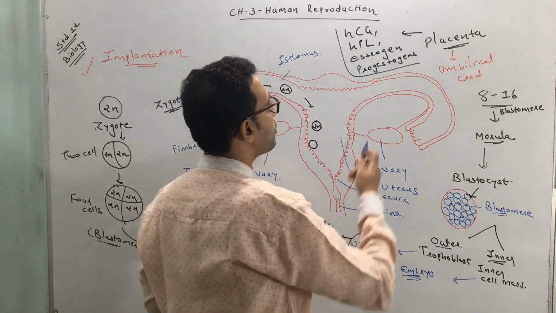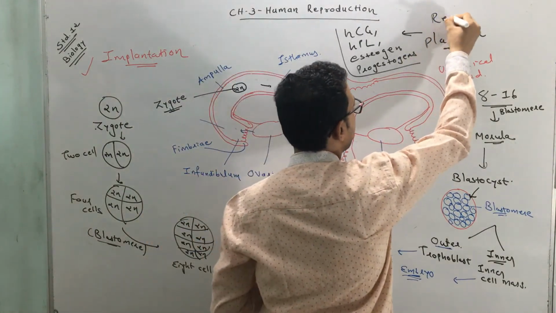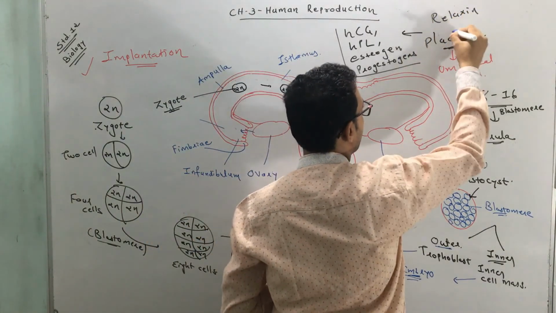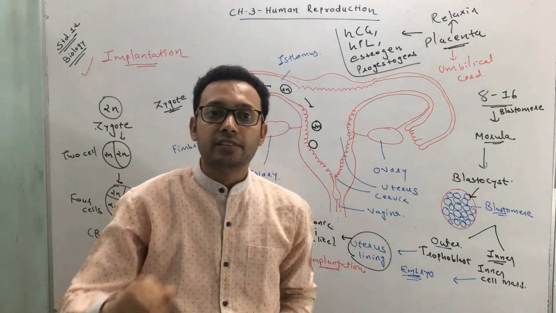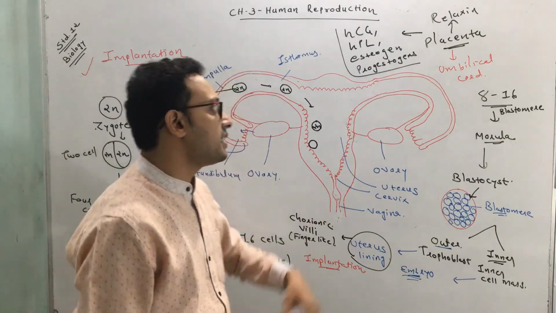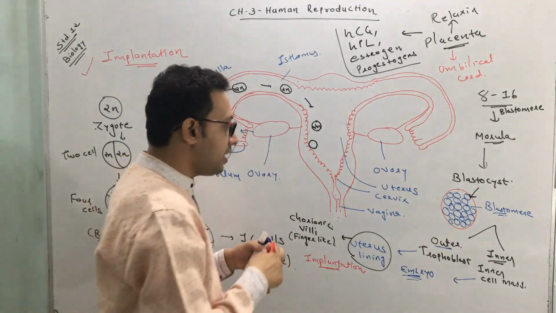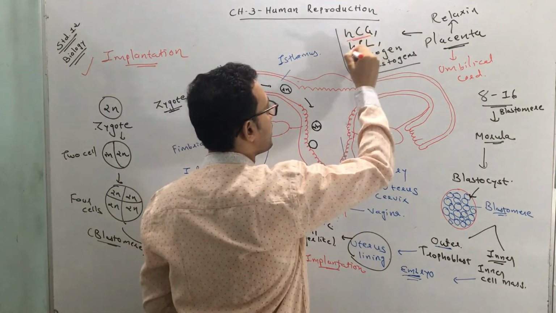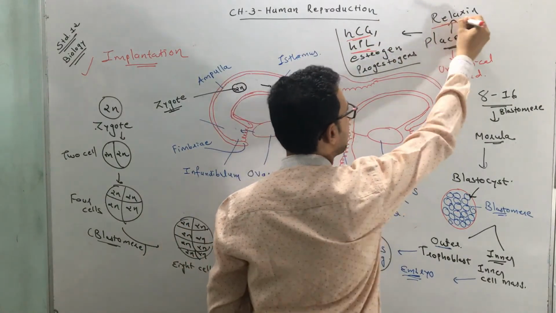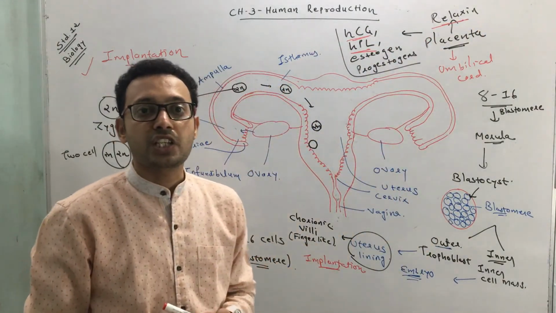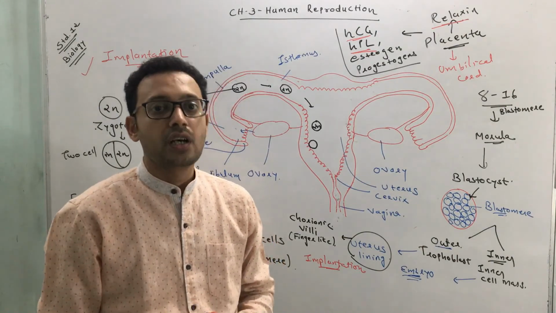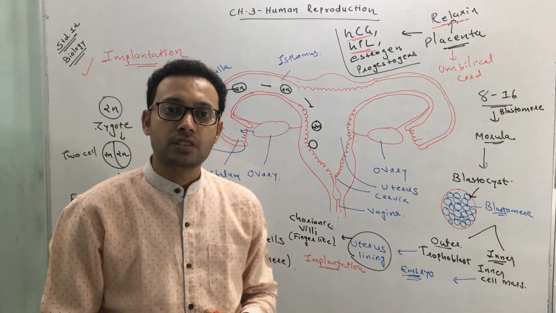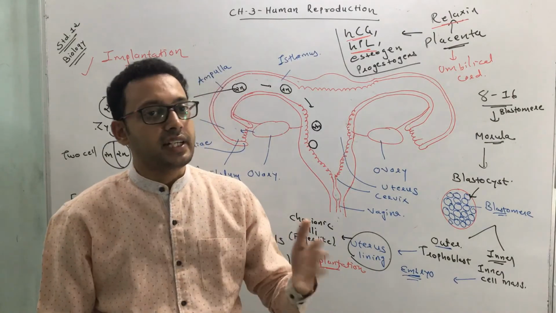One more hormone is also released from the placenta, called relaxin, but that is released only during pregnancy. These are the three hormones I just underlined: HCG, HPL and relaxin. These are the three hormones which are only released during pregnancy. What their roles and functions are, we will discuss in the next session.